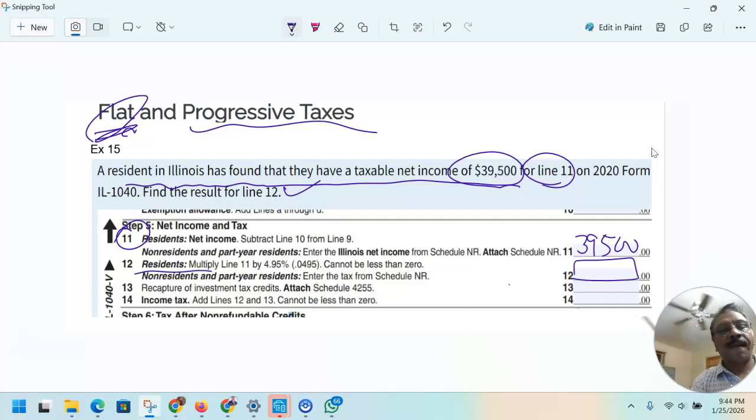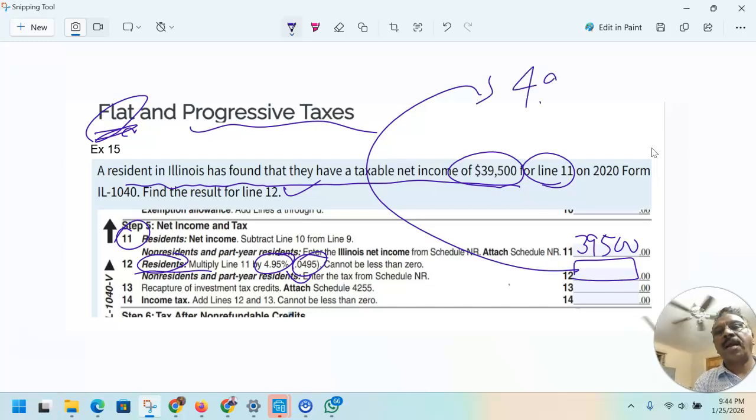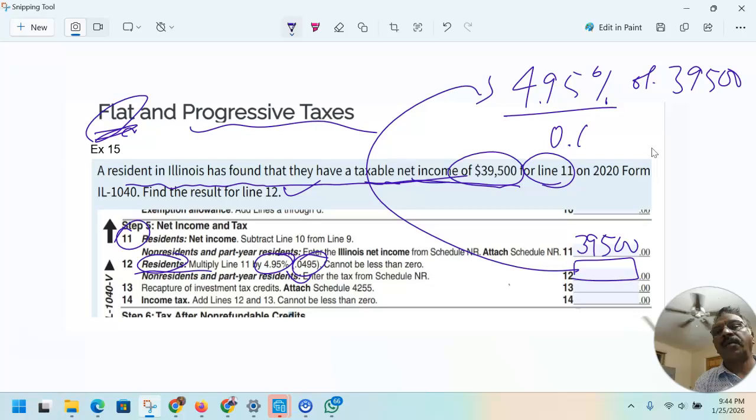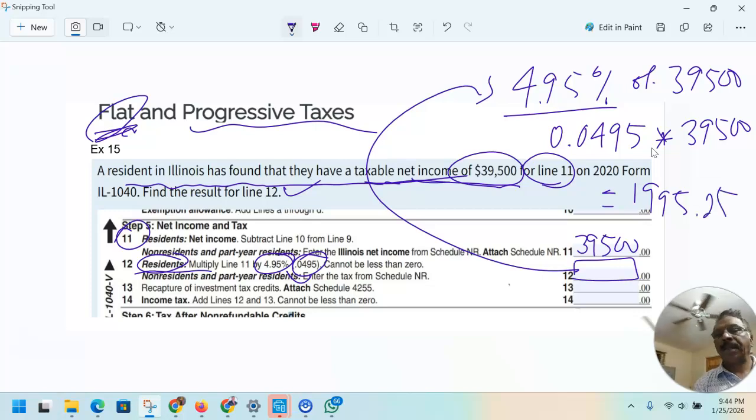Because the residents pay 4.95%, which they already gave us in decimal also. All you do to figure this out is write 4.95% of your net income, which is 39.5. So you are going to do 0.0495 times 39,500, and use the calculator, you get 1995.25, and you're done. So this is how you figure the answer.